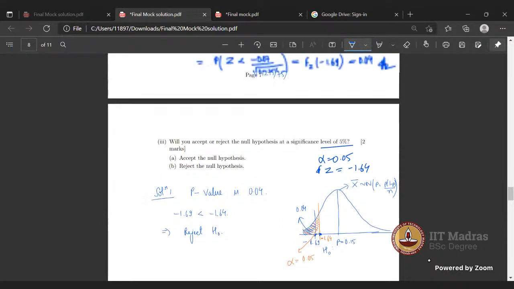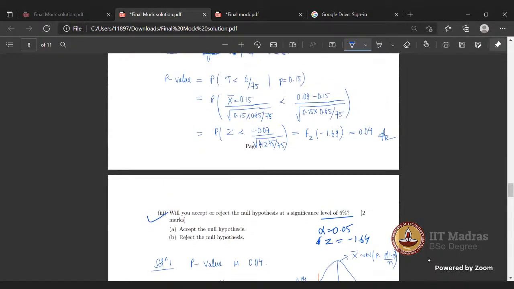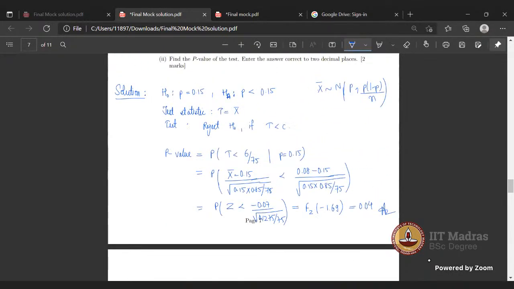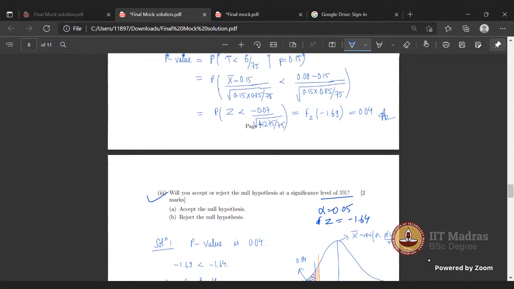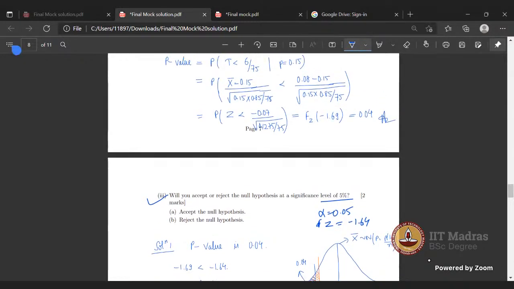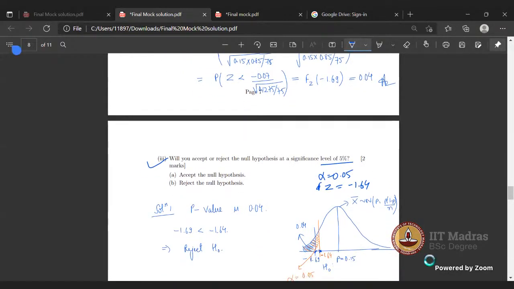One thing you can do for this problem is just go to the usual method. Forget about the p-value. You can find the alpha, I mean, you can find the C and check whether it is accepted. Are you able to do that? If you're able to do that, it is fine. What is the definition of p-value? P-value is the lowest significance level at which you reject the null hypothesis.